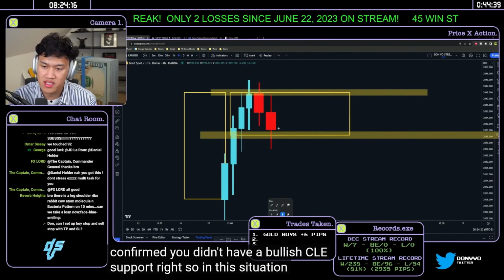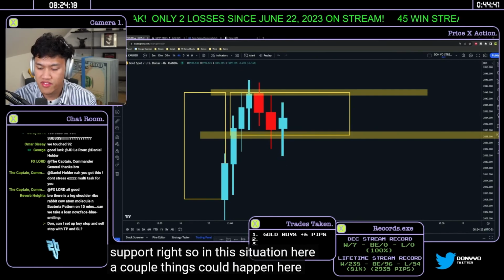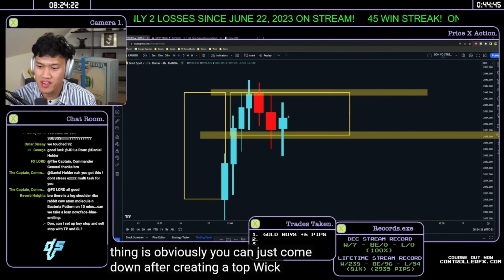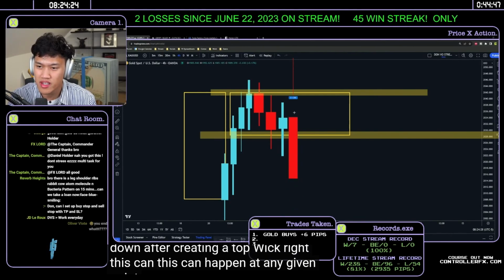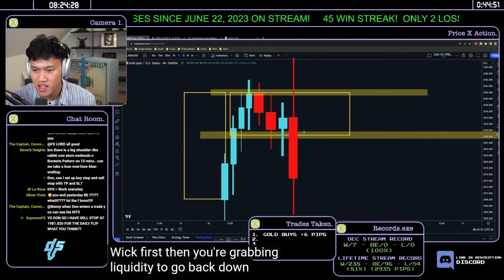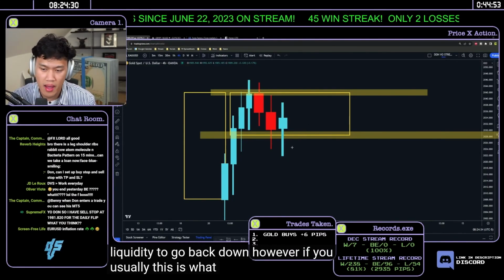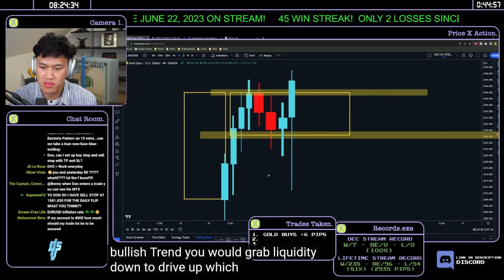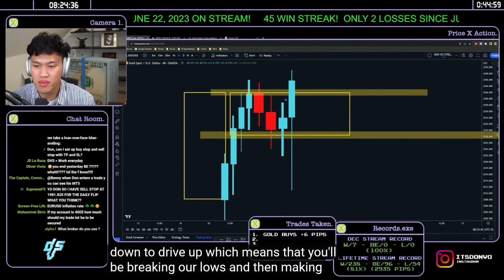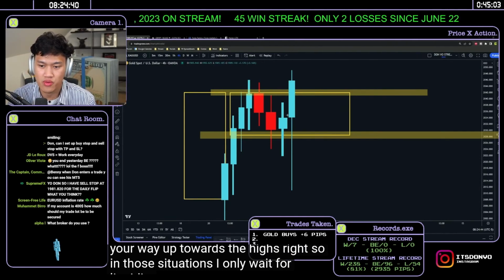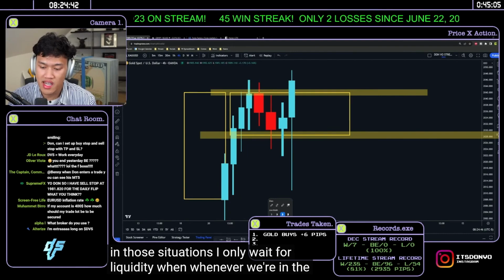So in this situation here, a couple things could happen here. First thing is obviously you can just come down after creating a top wick, right? This can happen at any given point. I'll say if you create a top wick first, then you're grabbing liquidity to go back down. However, this is what happens in the bullish trend, you would grab liquidity down to drive up, which means that you'll be breaking our lows and then making your way up towards the highs, right? So in those situations, I'll only wait for liquidity whenever we're in the cycle of the range.